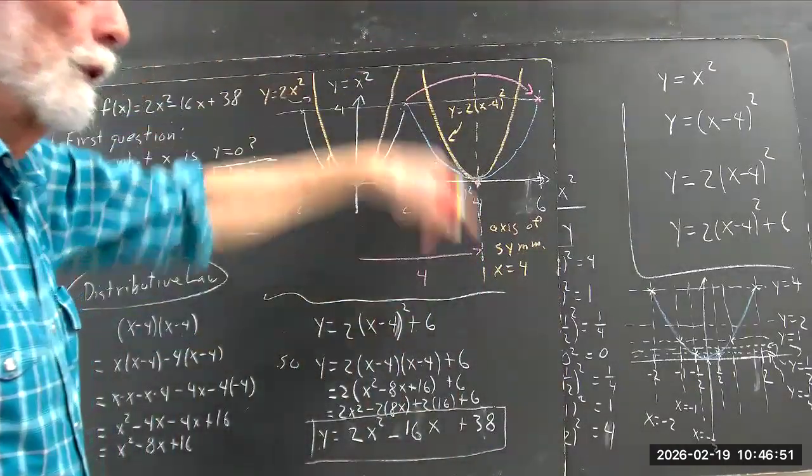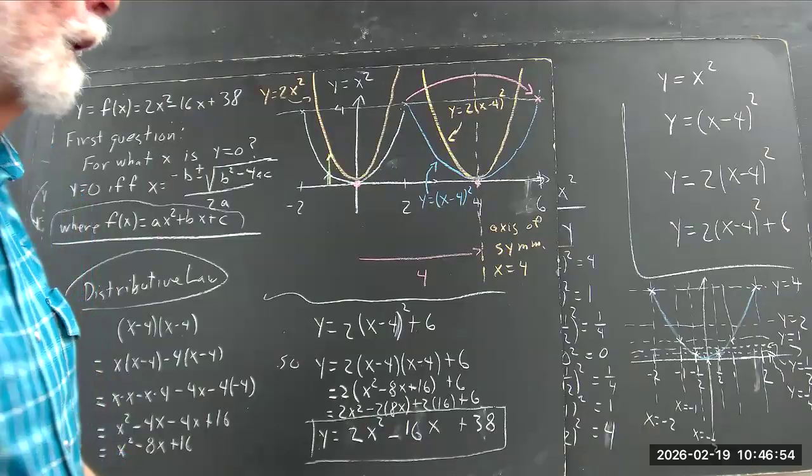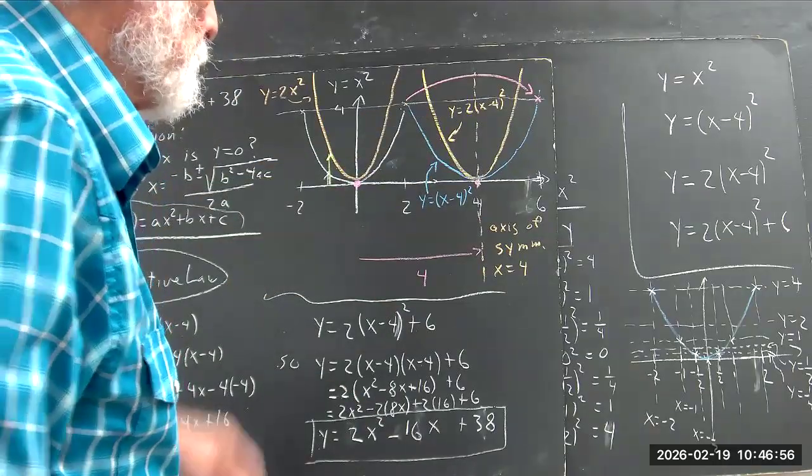That's the line x equals 4. Vertical line x equals 4. There's your axis of symmetry. Okay.